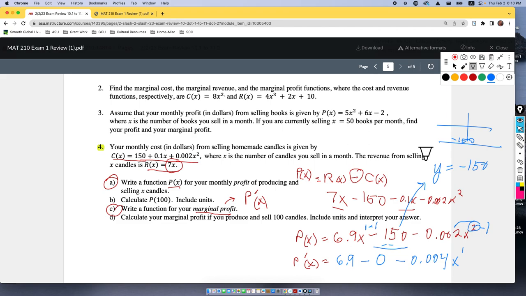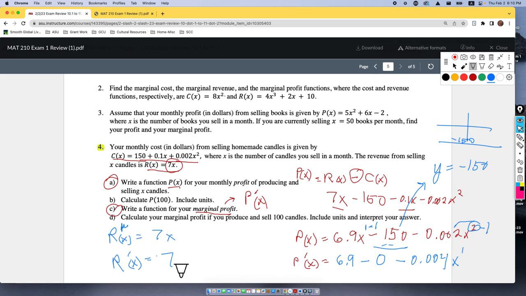Sure. So here's our revenue, and actually, this is the revenue function, right? So marginal revenue is simply take a derivative of this function. So this would be 7.